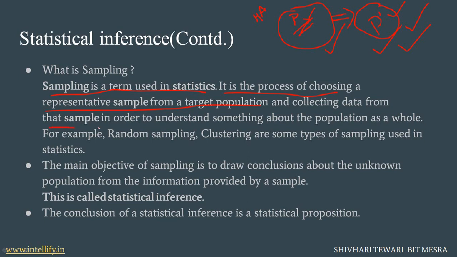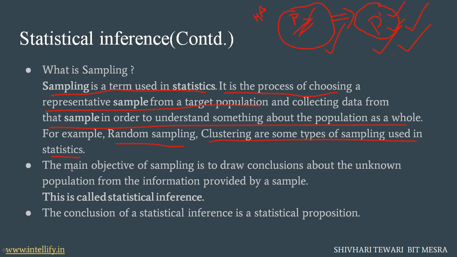Now, from that sample, in order to understand something about the population as a whole, there are some examples of sampling, like random sampling, clustering, or other types of sampling used in statistics. Look, clustering and classification are basically two types. Classification is where we classify the type of our data, what kind of data is used, and clustering means creating a cluster of the whole population, like a cluster of patients.